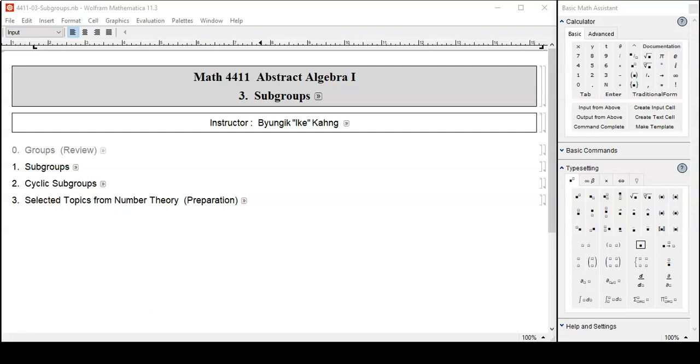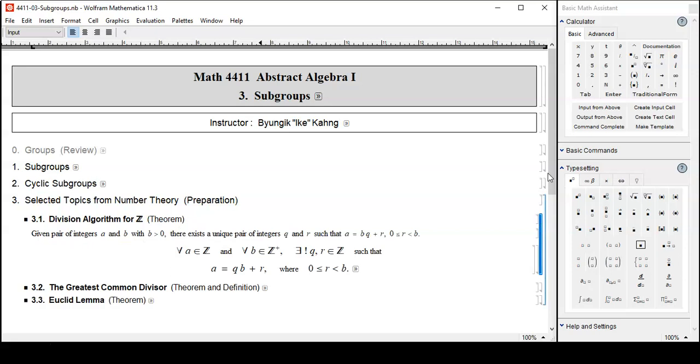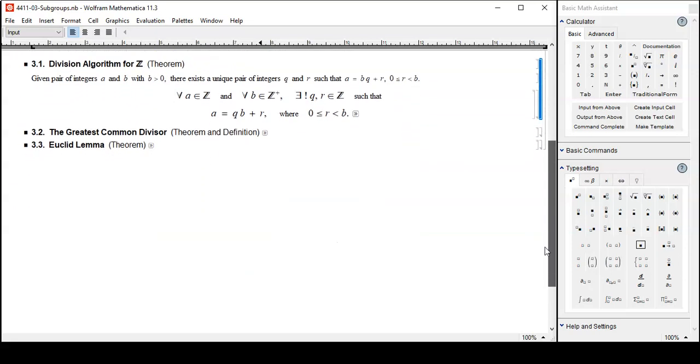Hello students, welcome back. Now let's take a short break from group theory and instead discuss some selected topics from number theory. The first topic here is the division algorithm. Everybody knows the division algorithm, I think, but can you prove it? Well, that's something we are going to do here.